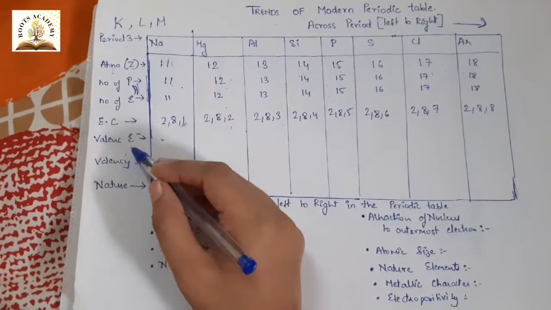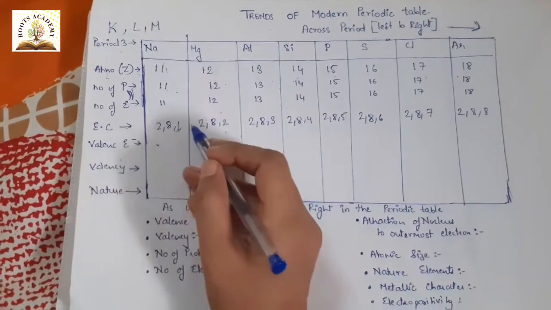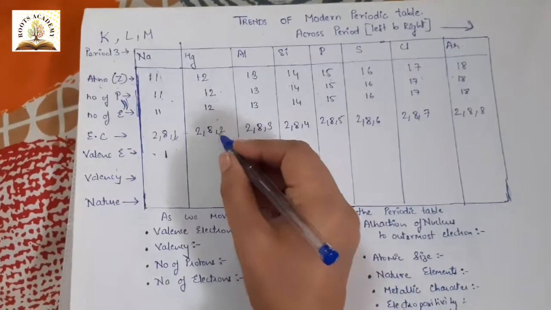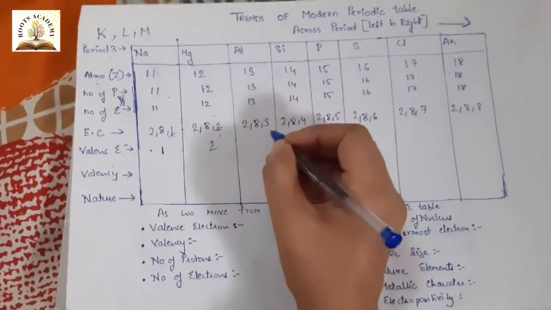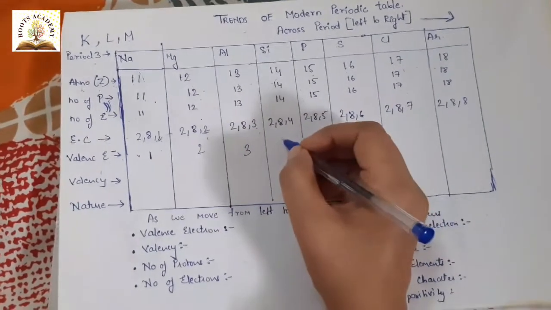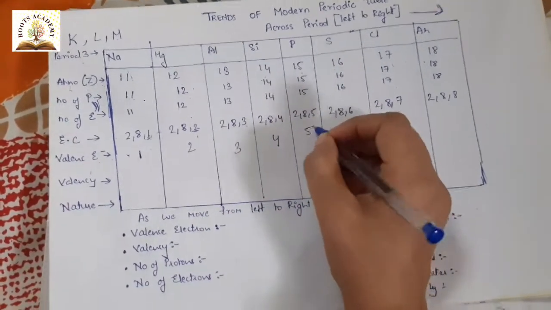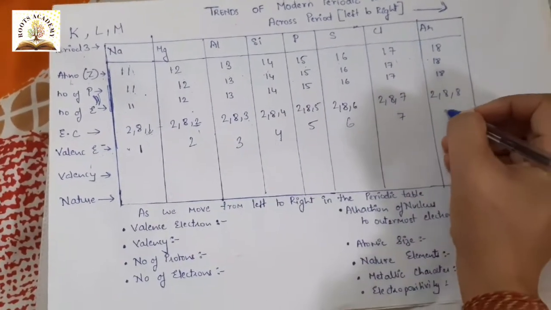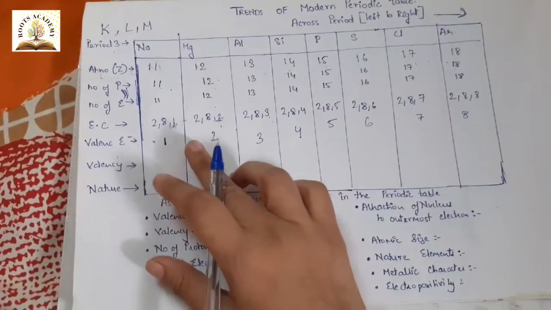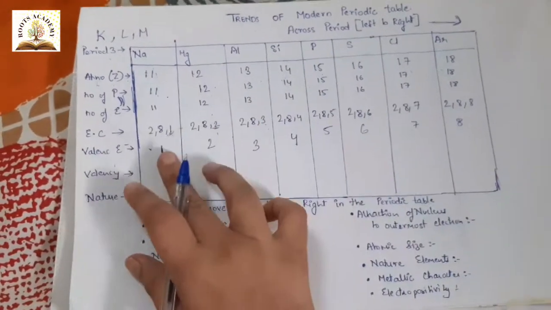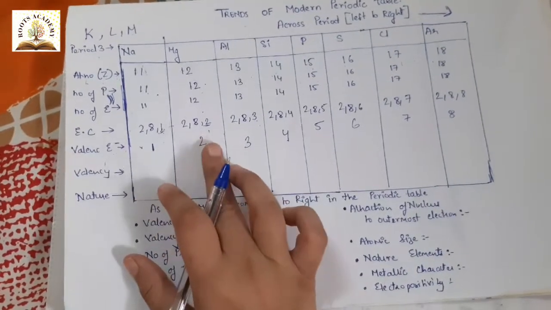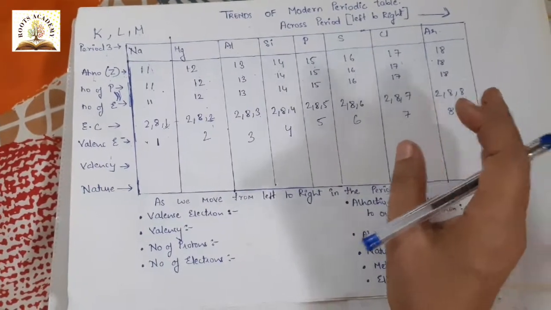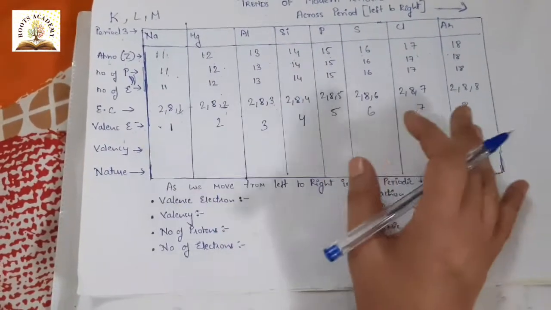Now valence electron means what? Number of electrons present in the last orbit. So here the valence electron is 1. What will be the valence electron here? 2, here 3, here 4, here 5, 6, 7 and 8. So when you are moving from left to right, you see valence electron is increasing by one digit. So valence electron increases by one digit when you move from left to right.